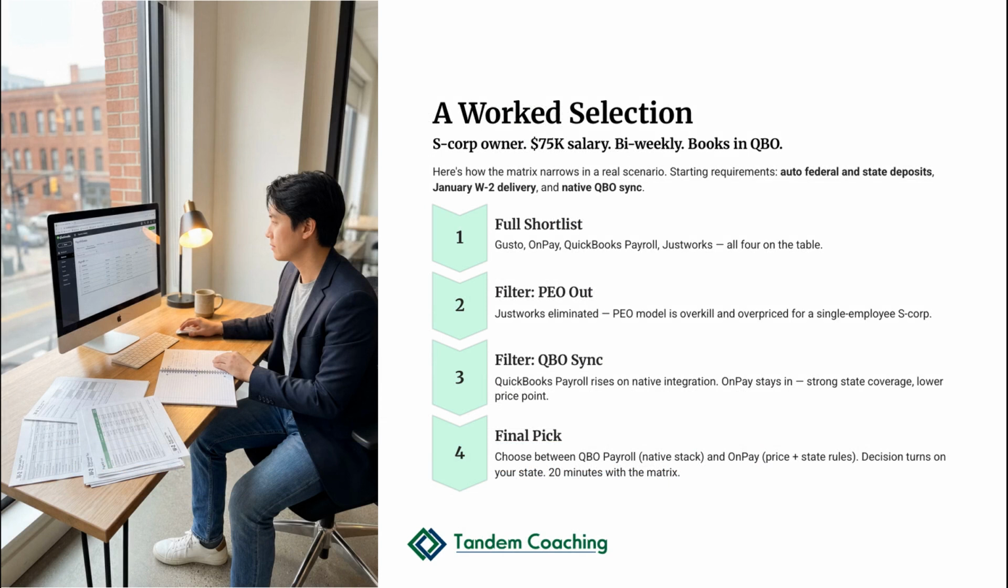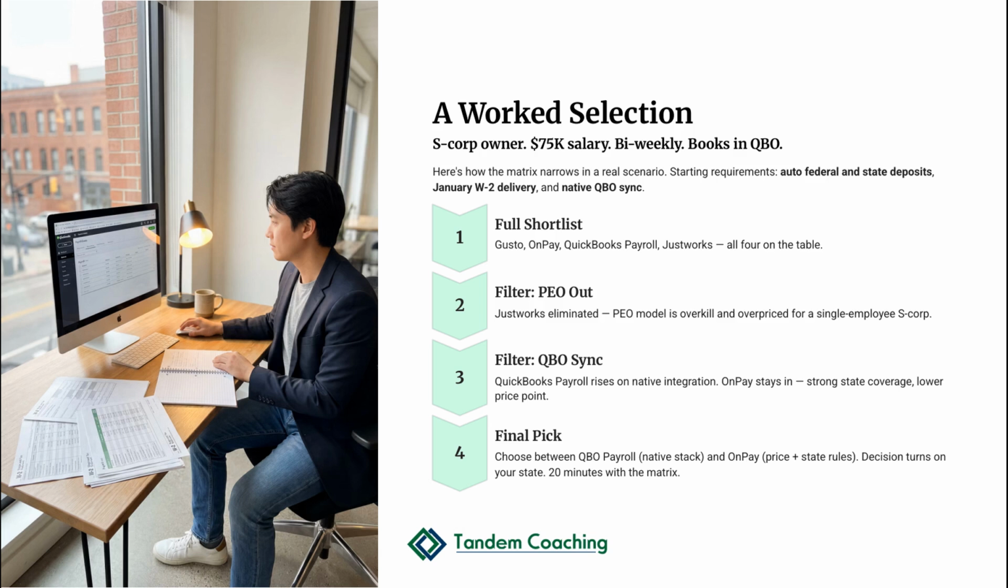Worked example to show what the selection actually looks like in 20 minutes. S-corp owner, 75,000 salary, biweekly pay cadence, books already kept in QBO. Requirements list: automatic federal and state tax deposits, January W-2 generation, native QBO synchronization for the monthly close. Running those three filters against the matrix in Module 19.5 narrows the field to QuickBooks Payroll, which wins on native QBO integration, and OnPay, which is lower price with strong state coverage.